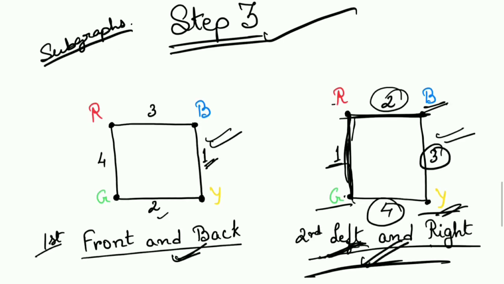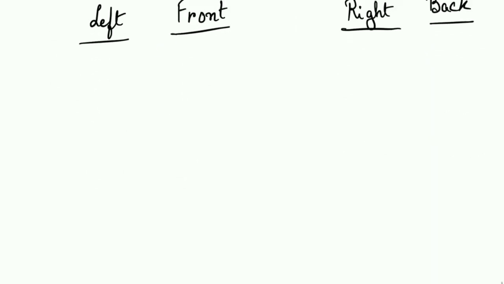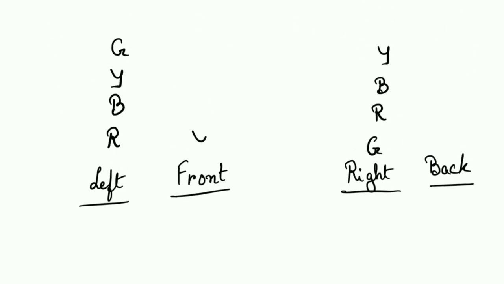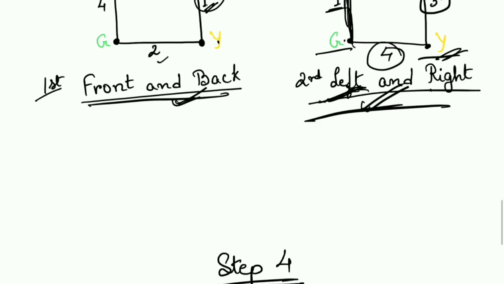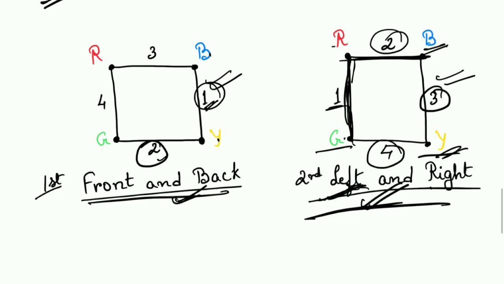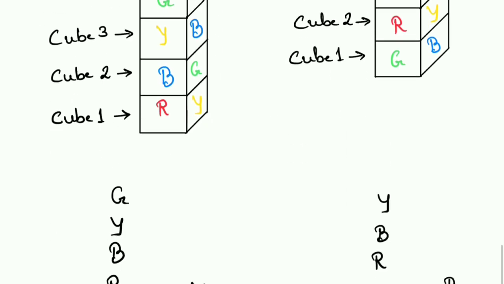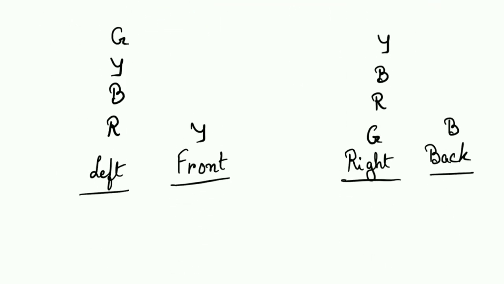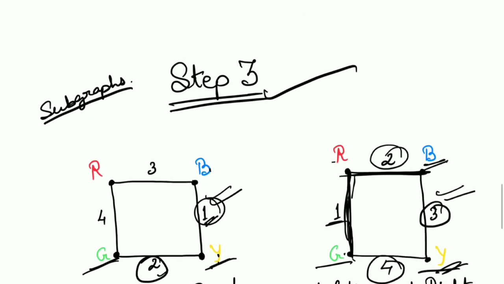Now we proceed to front and back. For front and back, first edge blue and yellow. We will place the blue in the back and yellow in the front. We can also place blue in the front and yellow for the back face, but let's put yellow front and blue back. Now for the second edge, that is from cube 2, green and yellow, we shall put yellow for the back face because yellow is already present for the front face, and green for the front face.